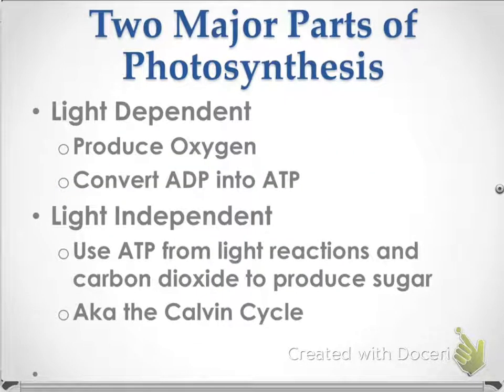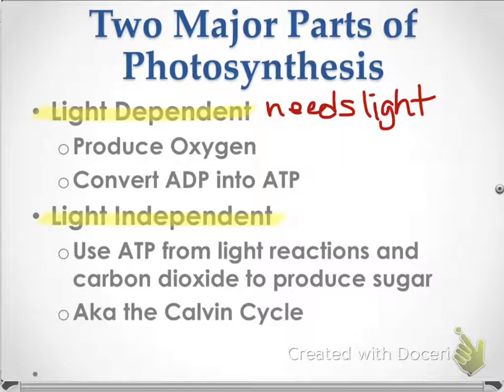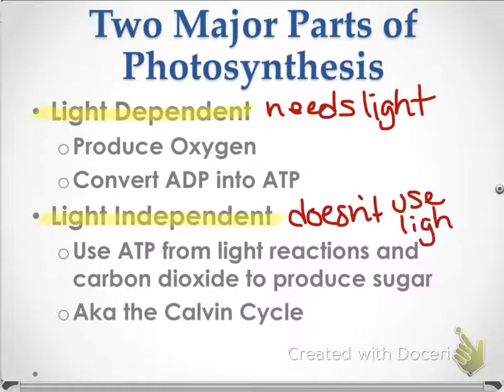So there's two major parts of photosynthesis, of the process. You have the light dependent and you have the light independent. Dependent is going to mean it needs light to work. Okay? Light independent doesn't need light. In fact, it uses ATP that's produced in the dependent to function, which we'll talk about in a minute. But the light dependent produces your oxygen and it converts ADP into ATP.